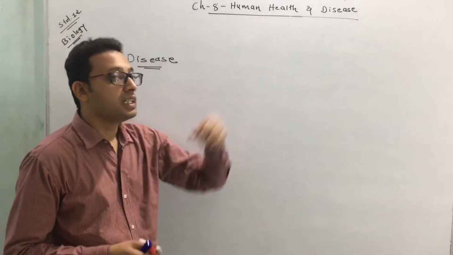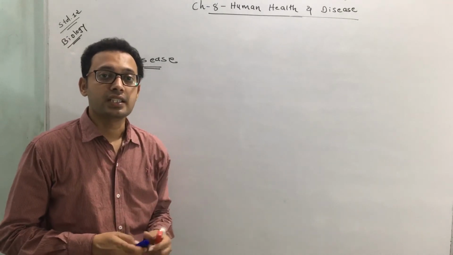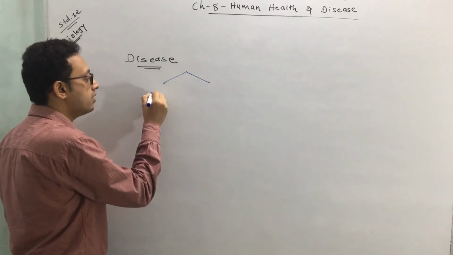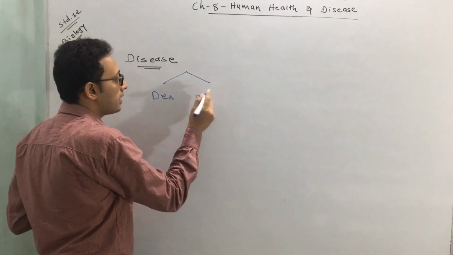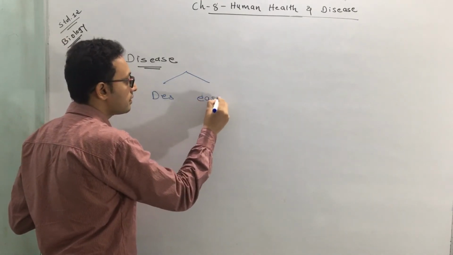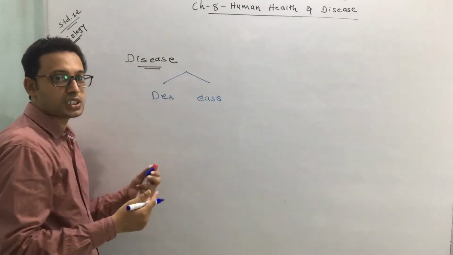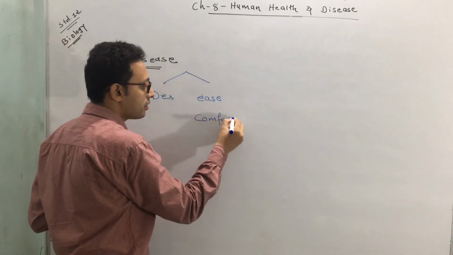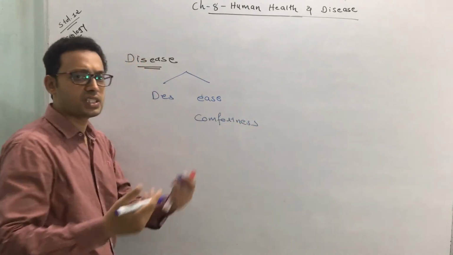This is called disease. What's called disease? The word disease is actually obtained from a French word, des and ease. Days and ease. This is a French word. Ease means comfortness, easiness, feeling good.